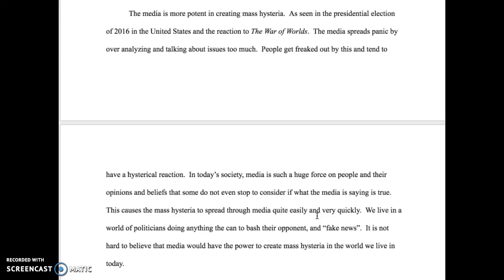So overall, with your grammar, while I'm on it, the only thing I'm noticing is there's two routine errors. A comma splice, and you're missing a few words here and there. Anything to bash their opponent, and maybe create or perpetrate fake news. You're missing a word here. You just need something there. It's not hard to believe that media would have the power to create mass hysteria in the world we live in today. So pretty good way to end your paper.